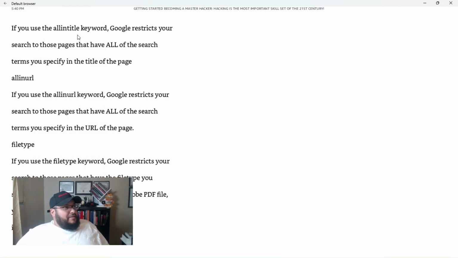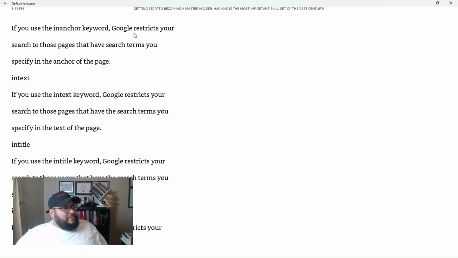If you use the intitle keyword, Google restricts your searches to those pages that have all the search terms you specify in the title of the page. Inurl: if you use the inurl keyword, Google restricts your search to those pages that have all the search terms you specify in the URL of the page. Filetype: if you use the filetype keyword, Google restricts your searches to those pages that have the file type you specify. For instance, to search for an Adobe PDF file, you could use filetype colon pdf.